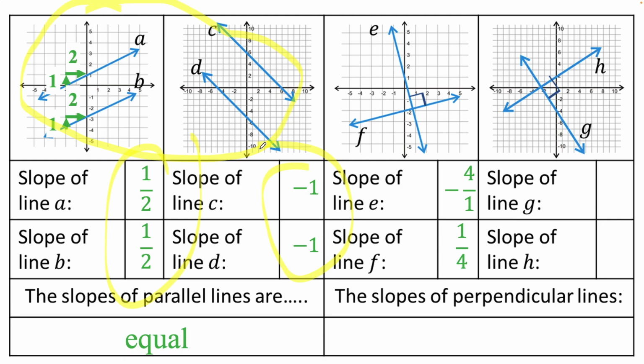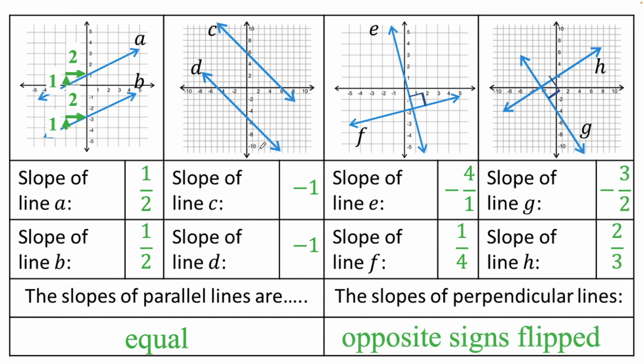Let's go to the next figure. The slope of line G is -3 over 2. The slope of line H is 2 over 3. So the slopes of perpendicular lines are what we call negative reciprocals, or if you want to say it maybe easier, it's the opposite signs flipped.